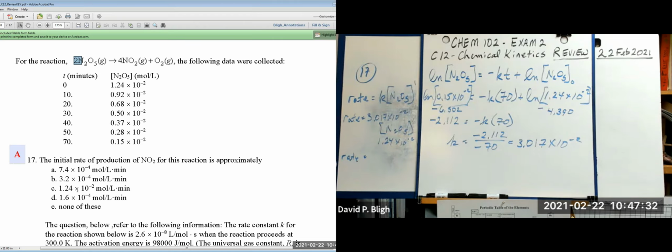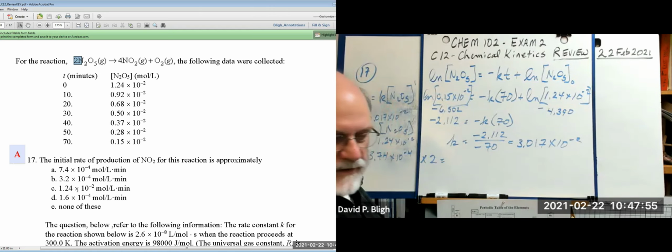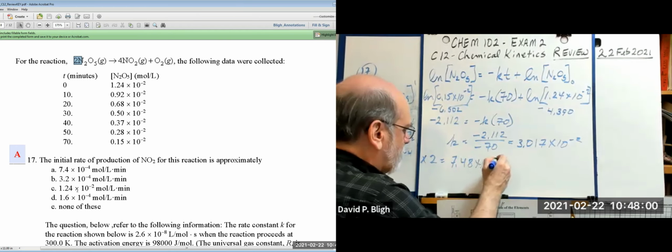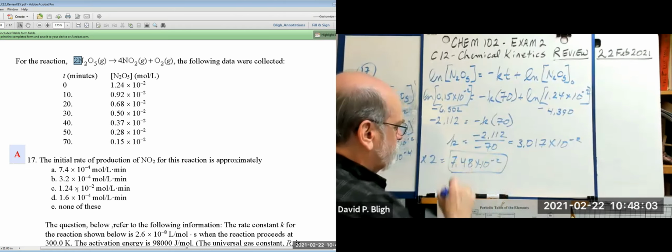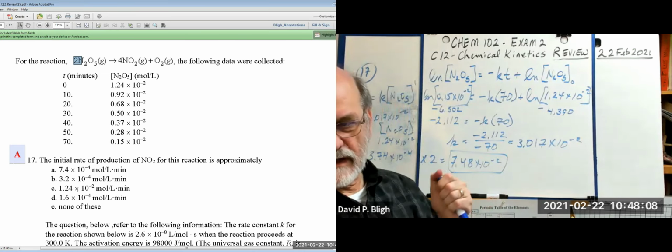1.24. So that's 3.74 times 10 to the minus 4. Okay. So that's the rate of disappearance of N2O5. So the rate of its appearance of NO2 is twice that. 7.48. All right. So the nearest one to that one in their answers is A.